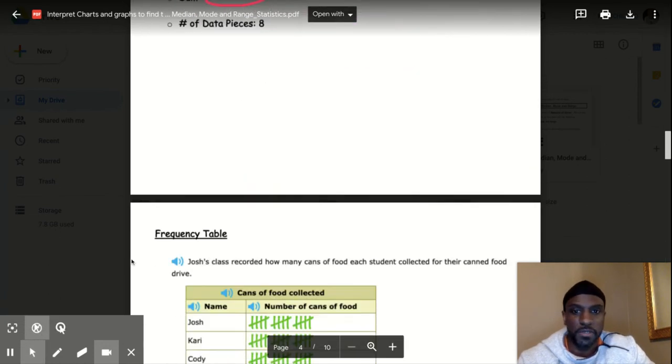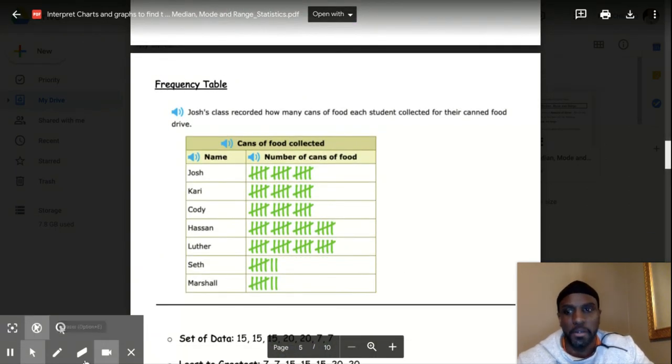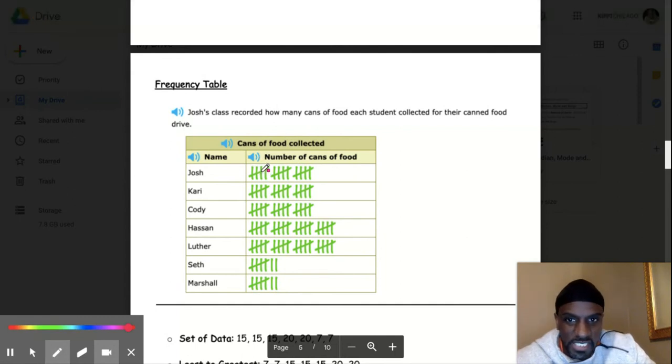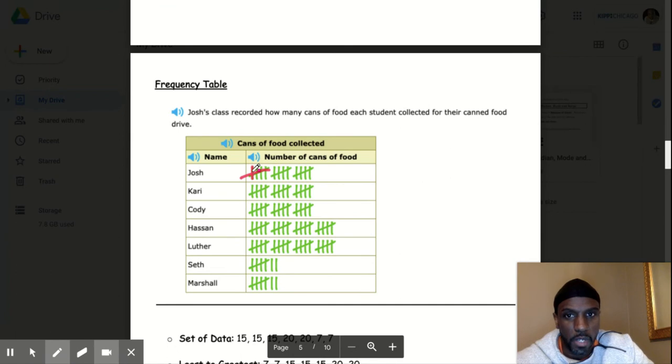So this is just a frequency table. Same thing, frequency table here. Remember, a tally mark group represents 5. It's 4, and then the 5th one is a slash down. So you get 1, 2, 3, 4, and then the 5th will be a slash down. So this is 15 here.